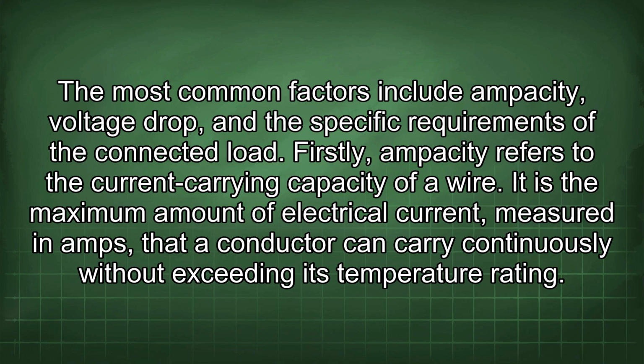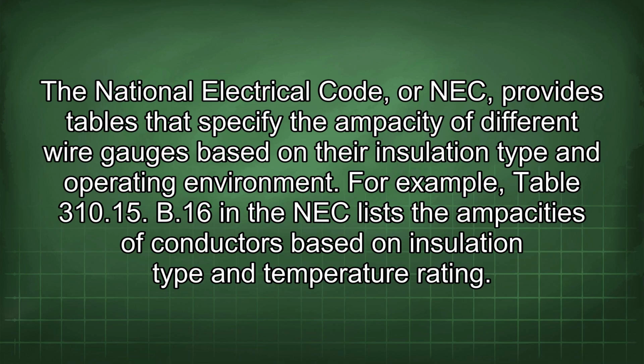The National Electrical Code, or NEC, provides tables that specify the ampacity of different wire gauges based on their insulation type and operating environment. For example, Table 310.15(B)(16) in the NEC lists the ampacities of conductors based on insulation type and temperature rating.